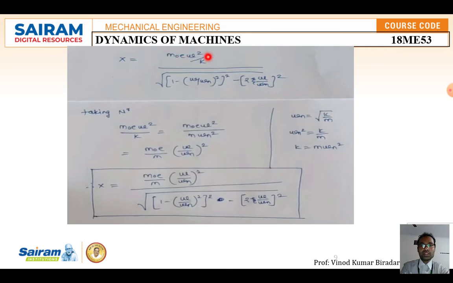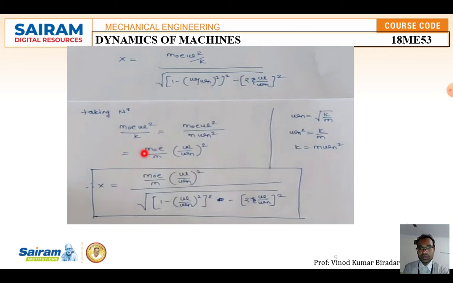So m naught e omega square by k, with the denominator as it is. Taking the numerator, m naught e omega square divided by k, we replace k with m omega n square. Then we simplify this again: m naught e omega square divided by m omega n square, and this will be cancelled.